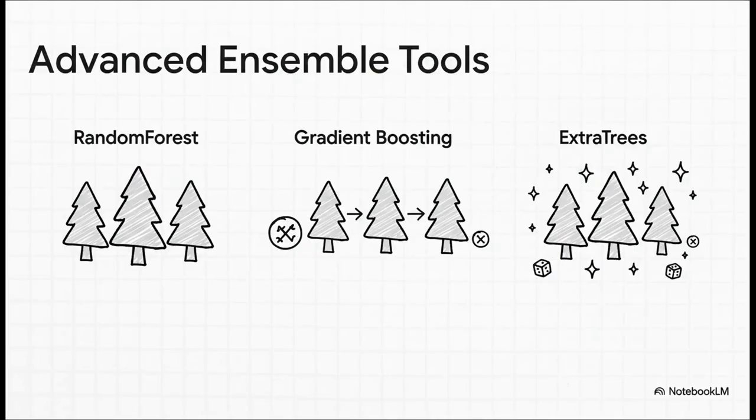And Scikit-Learn has even more advanced ensemble tools. For instance, you've got gradient boosting. That's like building a team of experts one by one, where each new member's job is to fix the mistakes of the person who came before them. It creates this powerful chain of improvement. And then there's extra trees, which takes the random forest idea and just injects even more randomness into the process, which makes the final model incredibly stable.